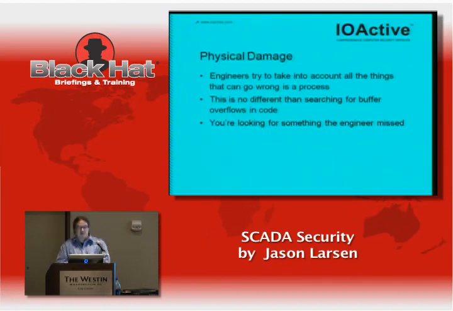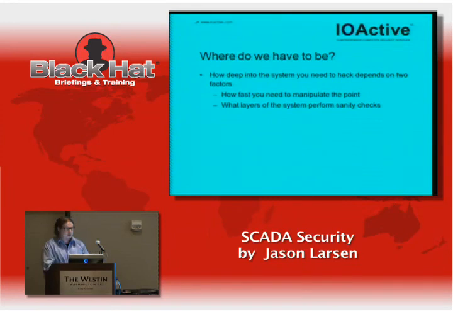Engineers try to take into account all the things that can go wrong in a process, and they're actually pretty good at it. So if you go in and hit a system expecting it to be like 1991, when buffer overflows had just been discovered, it's actually much harder to find physical damage than you would think. But this is no different than searching for a buffer overflow in code. You've got a set of inputs, you manipulate the inputs and watch the outputs coming from it. What you're really looking for is something the engineer missed that you can exploit to take over the system. So where do we have to be?